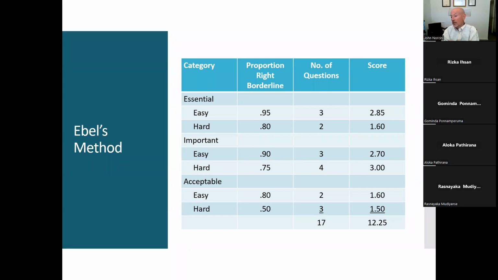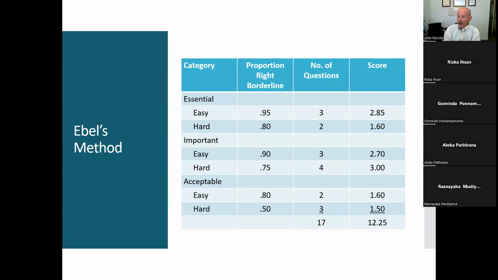The judges categorized 3 of those 17 items into the essential and easy category, 2 into the essential and hard category, and so on down that third column to total 17 questions. And to get the cutting score, again, it's just like Angoff. You take the proportion right, the borderline group performance, you multiply it by the number of questions and you get a score, and you simply sum those scores to get a cutting score for the test.